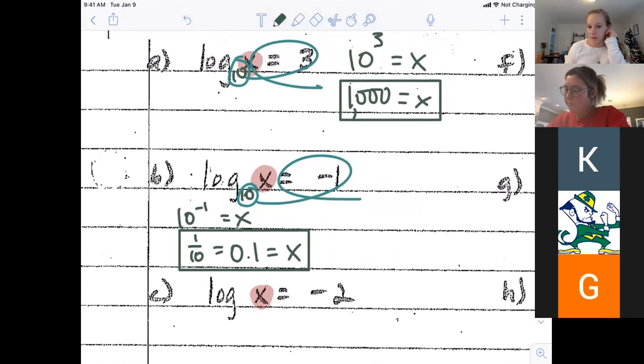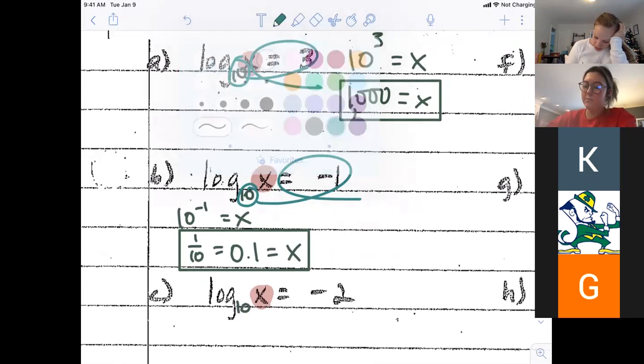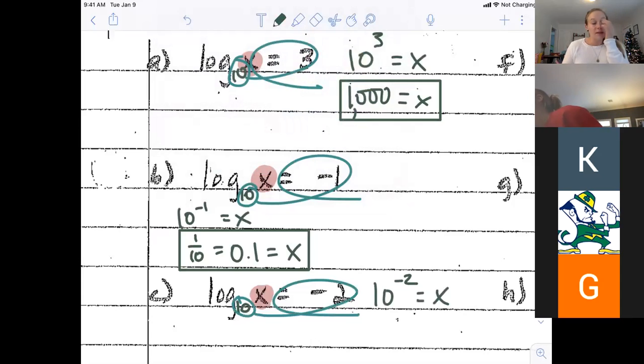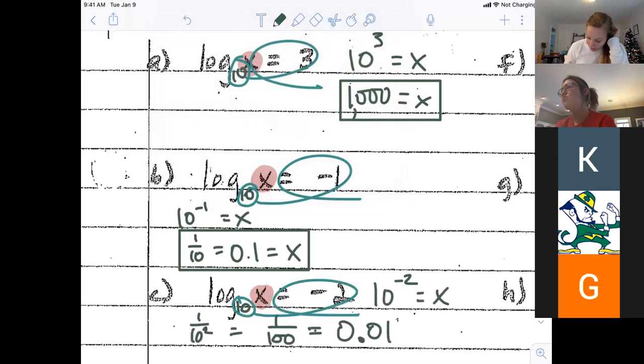Questions so far? All right, same thing, keep rolling. This one's 10 to the negative second equals x. Some people want it to be like 1/20 or something with a 2. Remember, the square means I'm multiplying 10 by itself twice. So you can think of it as 1/10 squared, and we know 10 squared is 100. Or we can just move the decimal place back 2 places. So it's not just 0.1, it's 0.01.